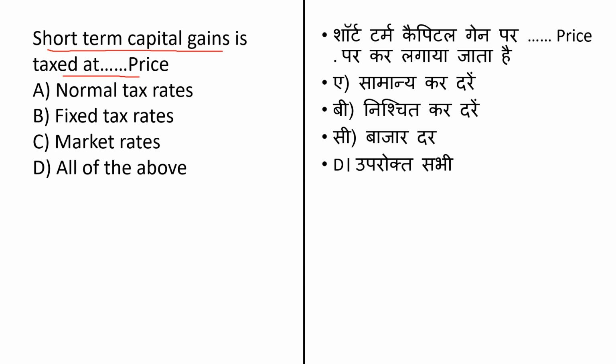For this, the options given were normal tax rates, second was fixed tax rates, third was market rates, and last was all of the above. The correct answer for this question is option A. That is, short-term capital gain is taxed at the normal tax rate.